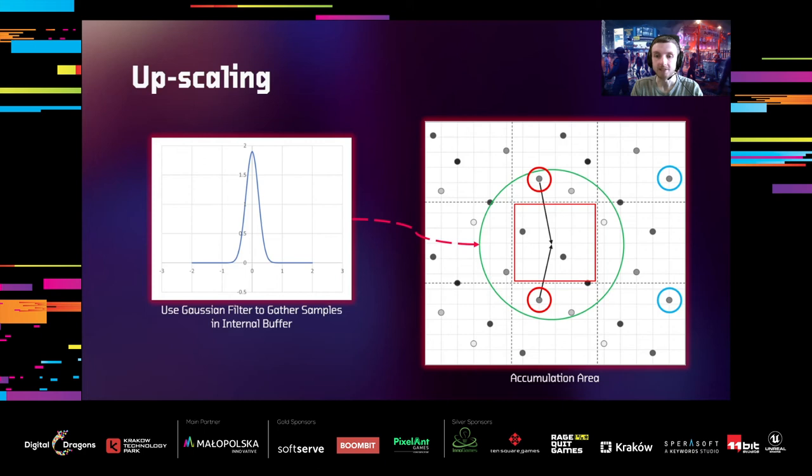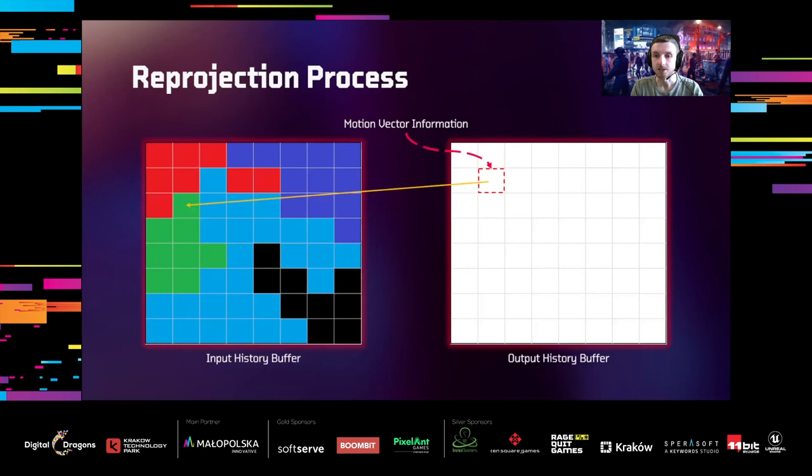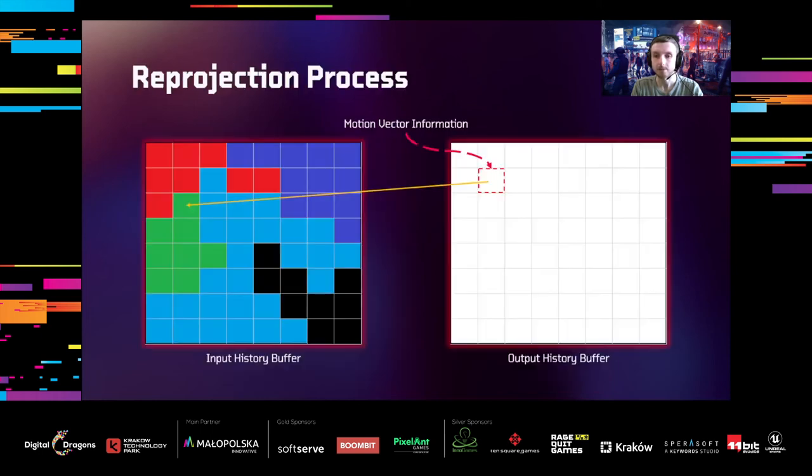For reconstruction, we tried many different upscaling techniques, but in the end, we decided to use a Gaussian filter to gather samples in the internal buffer for a given pixel. The Gaussian curve controls the weight for each sample which participates in projected pixel reconstruction. The Gaussian curve for a given pixel depends on a uniform parameter such as internal buffer resolution and non-uniform parameters such as history blending factor or history reprojection confidence. We use different parameters for each pixel in order to get the best use of samples available in the internal buffer, which in turn leads to the best visual quality with a manageable performance hit.